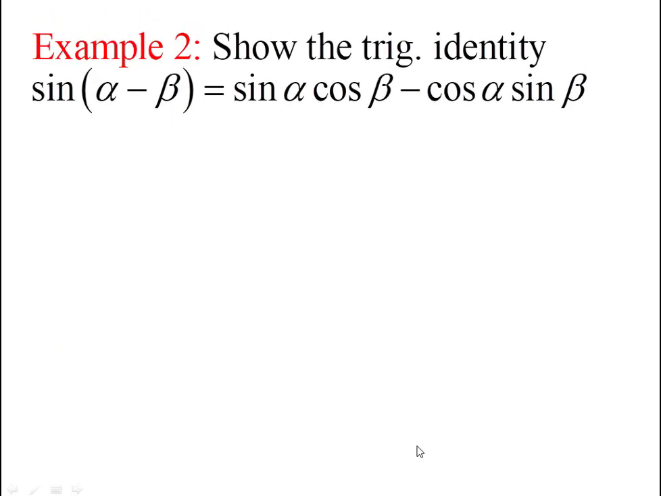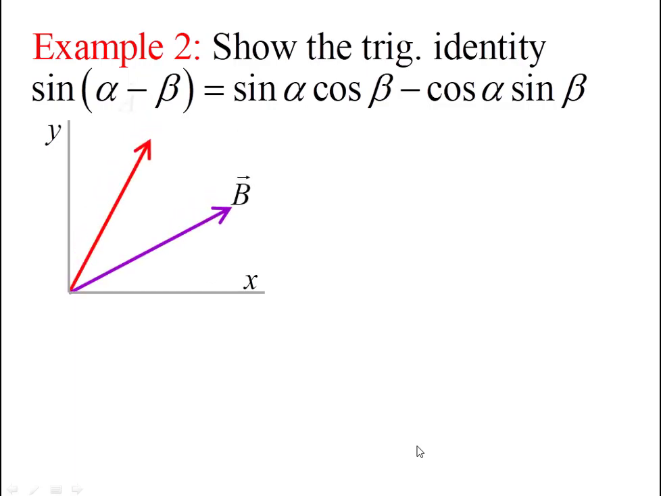The second example shows the trigonometric identity sine of alpha minus beta is equal to sine alpha cosine beta minus cosine alpha times sine beta. Once again, I want to place my vectors on a Cartesian coordinate system, the xy system, where this is my vector B and this is my vector A, pretty much the same way as we did before. A is at an angle alpha, and vector B is at an angle beta, and the angle between the two vectors is alpha minus beta, the difference between the two angles.